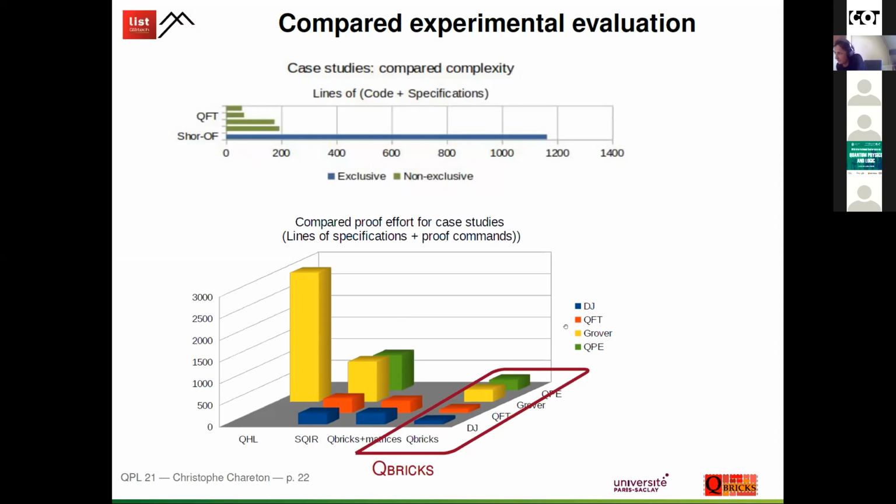So we have a set number of case studies in common with the rest of the literature. So we could compare the complexity of the proofs, and I measured it there by the number of lines of specifications added to the number of proof commands to finish the proofs. And basically, Qbricks brings a factor 3 improvement with this measure concerning the human required proof effort.